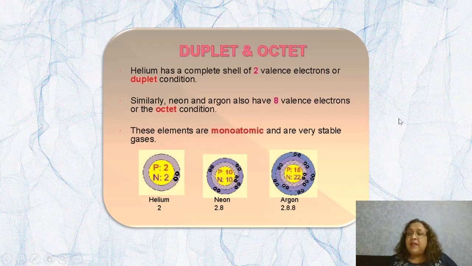Now, before we study about bonds, we have to know the structure of the atom. The atom has the K, L, M, N shells where they have electrons. The first shell, if two valence electrons are completed, is said to be in duplet condition. And the next shell, if it has 8 valence electrons, is said to be in octet condition. So the K shell has to be in duplet condition, and the L shell has to be in octet condition to be stable.